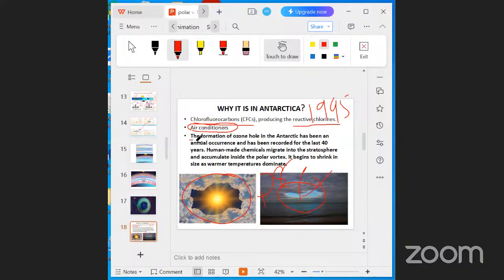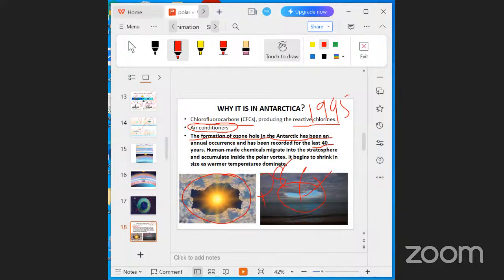So now you see here, the formation of the ozone hole in Antarctica has been an annual occurrence and it has been recorded for the last 40 years, right? So what is the reason? Human-made chemicals. Human-made chemicals migrate into the stratosphere and accumulate inside the polar vortex. So it begins to shrink in size as warmer temperatures dominate, right?